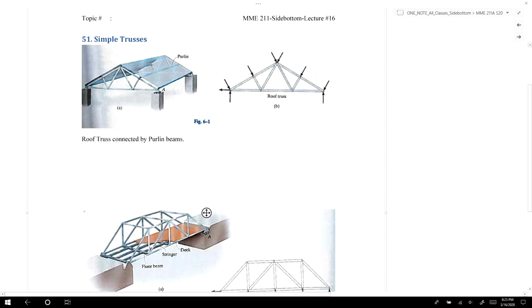So the next topic is on simple trusses. You may be asking, what is a simple truss, and why do we use trusses at all? Trusses are structures that are composed of slender members. What I mean by slender is that the length of the member is much greater than the member's width or the member's thickness.